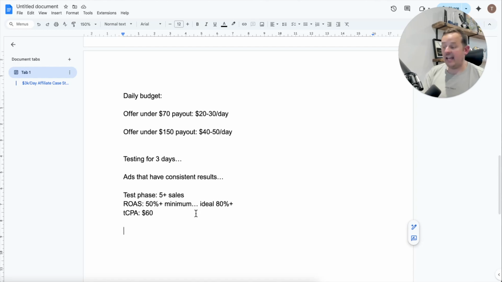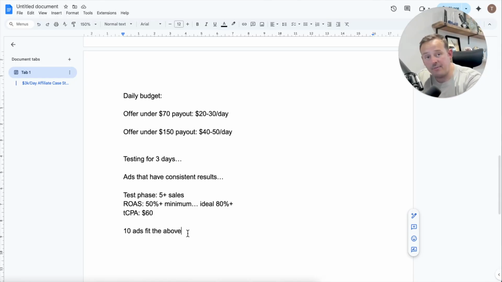Now let's just say 10 of them, 10 ads fit the above, right? And again, is that going to be realistic? Probably not, because 5 sales, 10 ads, that means you've got 50 plus sales. But let's just use it because it's easier for me to use a big round number like that. But 10 ads fit the mark, right? And by the way, this testing phase doesn't have to be 3 days, could be 5 days, could be 7 days, 10 days, 2 weeks, completely up to you.